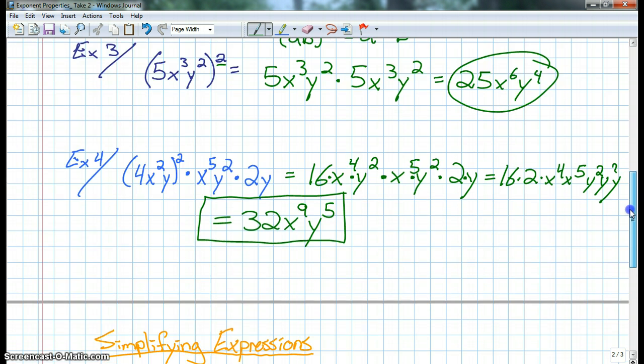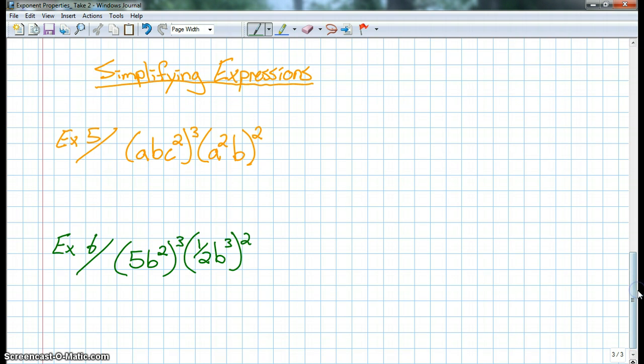All right, the last thing here is simplifying expressions, and these are our last two examples. Simplifying expressions is really what we've been doing all along, but it just tells us that we want to find the simplest, or the shortest way, I guess, of writing our final answer. So pause the video now to work out example 5 and example 6, and then push play once you've got your answers.